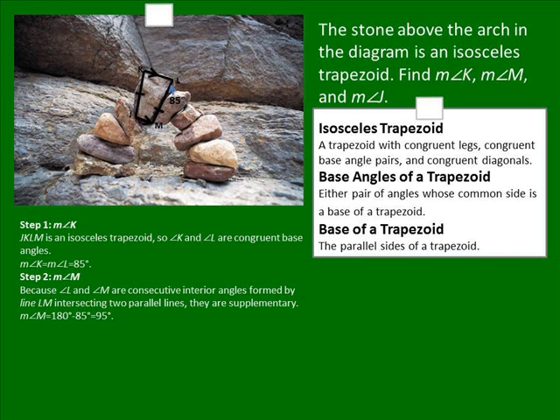Step 2. Find the measure of angle M. Because angle L and angle M are consecutive interior angles formed by the line LM intersecting two parallel lines, they are supplementary. So, the measure of angle M equals 180 degrees minus 85 degrees equals 95 degrees.